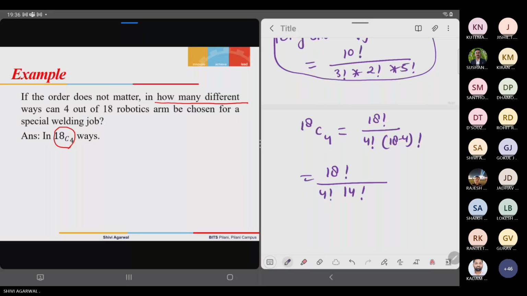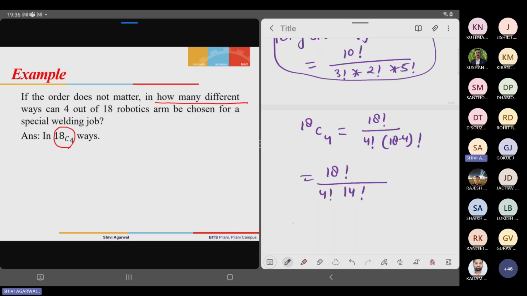Got it? I already told you, Mr. Amrit Raj, we don't require any order actually. So we have to select the 4 arms out of 18. Yes, Mr. Mitesh Kumar, it is correct.